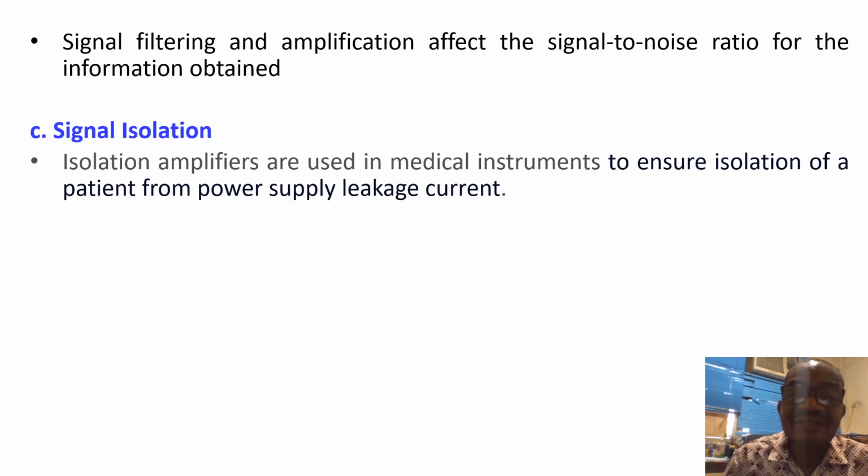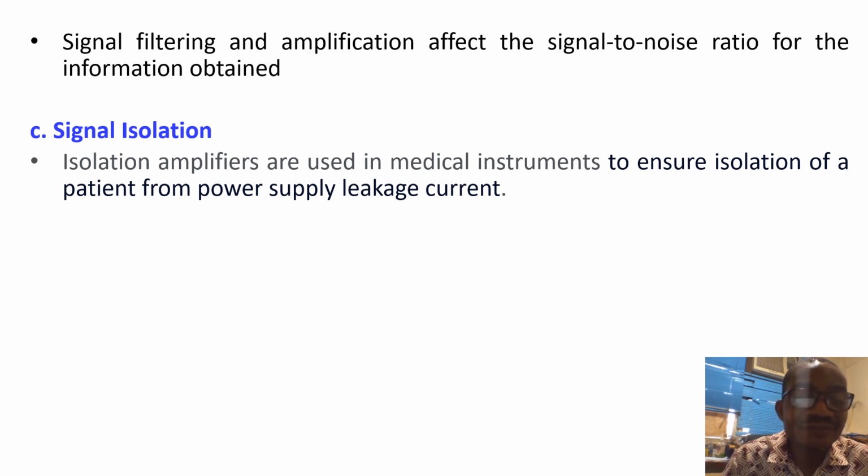Signal filtering and amplification affect the signal to noise ratio. It's very, very important. If you have a system and the ratio of signal to noise is very low, what will happen is that the noise will cloud out the system and the processor may not give you the accurate reading that you are trying to measure. In order to avoid such situations, the signal must be filtered. After filtering, the pure signal has to be amplified.